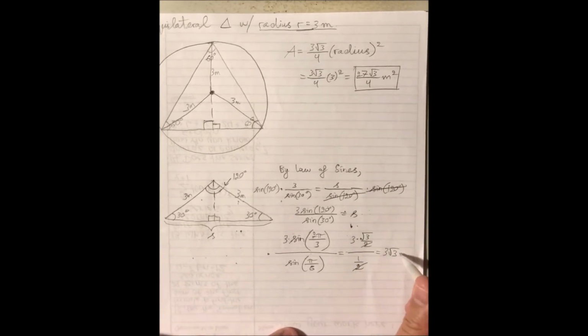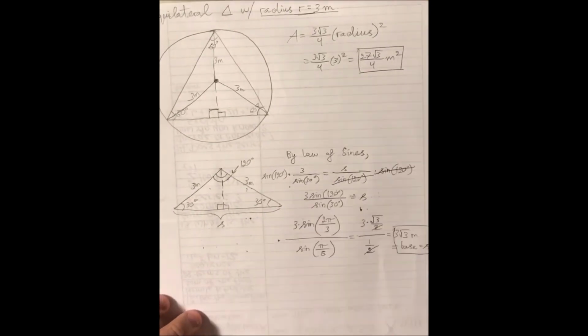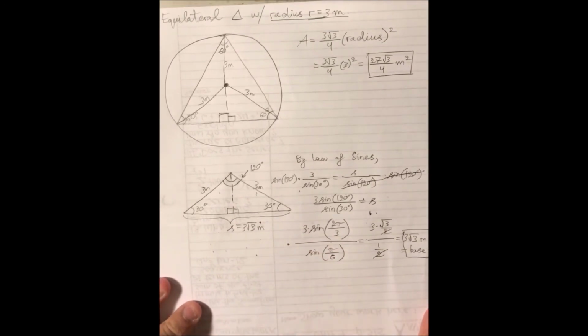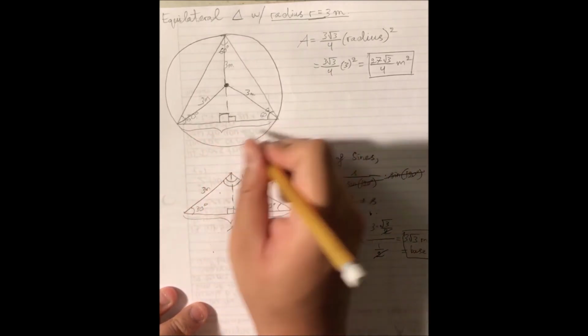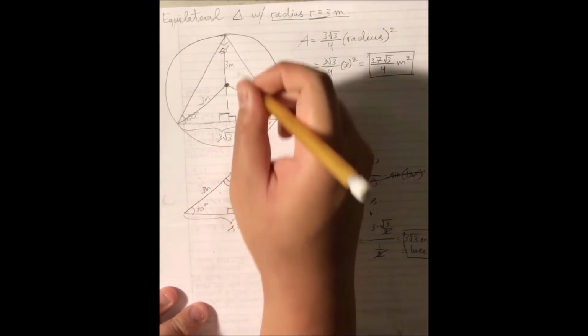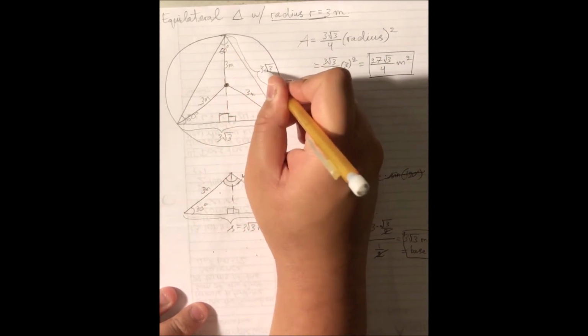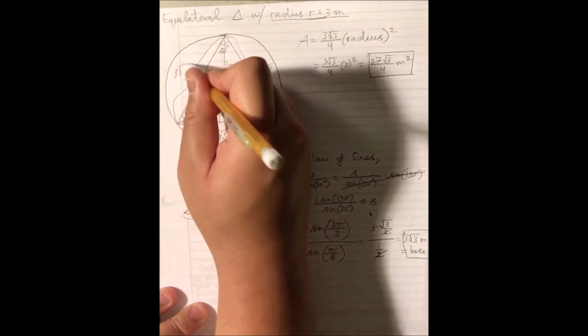And this right here, meter, this is the base, equal to s. So s is 3 times square root of 3 meters, like that. So that means this right here is 3 square root of 3. This here is 3 square root of 3. And this here is also 3 square root of 3.